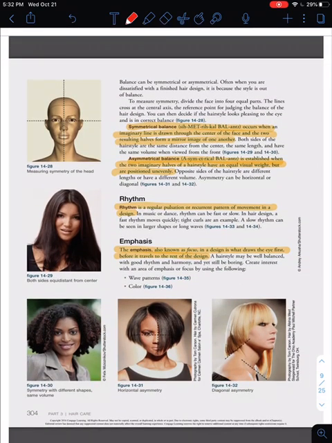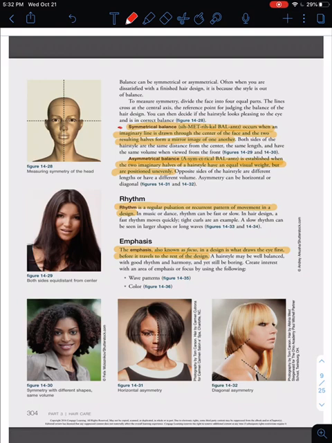On the next page, let's talk about symmetrical balance. That occurs when an imaginary line is drawn through the center of the face and the 2 resulting halves form a mirror image of each other. Asymmetrical balance is established when the 2 imaginary halves of a hairstyle have equal visual weight but are positioned unevenly.